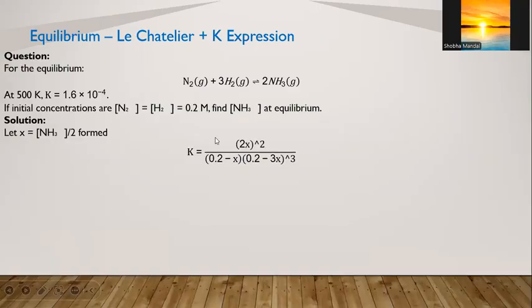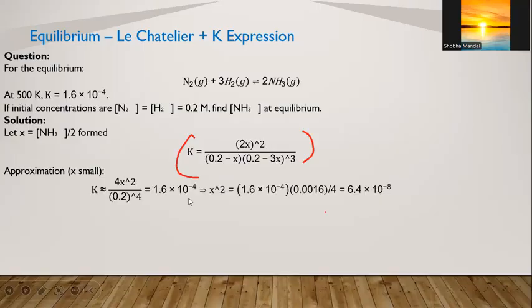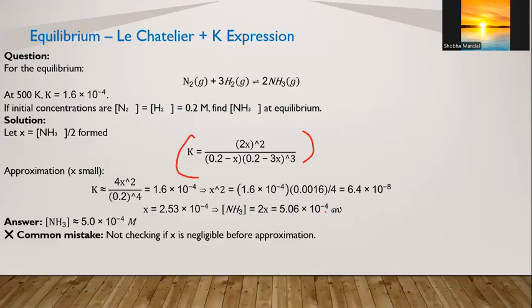The common mistake made by most students in this question is in the approximation. Let's see what the approximation is here. If we consider that x is small, we can approximate this to 0.2 raised to the power 4 and calculate the answer. The common mistake here is not checking if x is negligible before approximation.